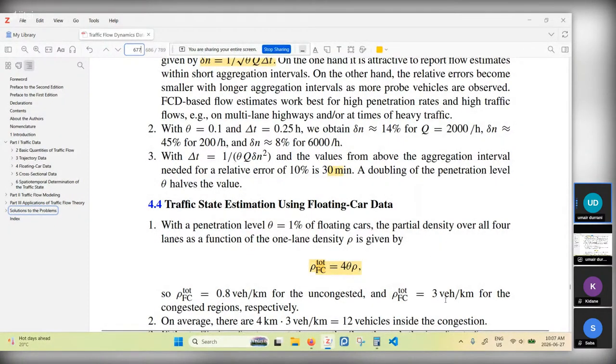So what they've done is they've taken the 3 vehicles per kilometer density, the partial density of the vehicles, and then multiplied it with 4. That gives us 12 vehicles inside this congested region. That makes sense because initially we were only looking at 1 kilometer. Now we were told that there are 4, so we just multiply that.